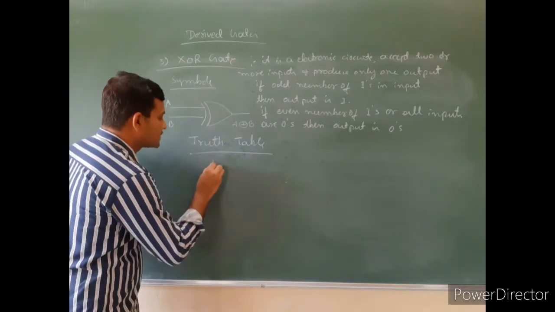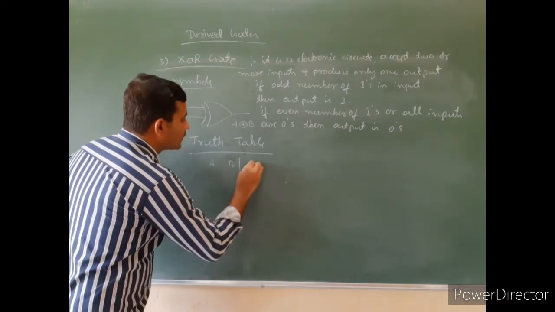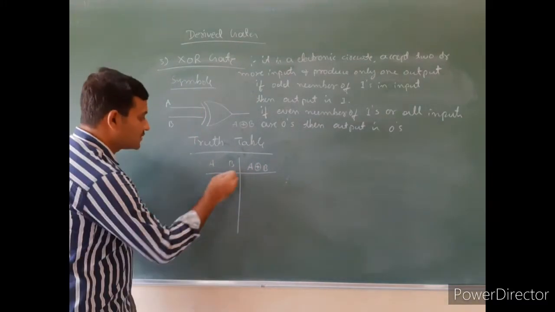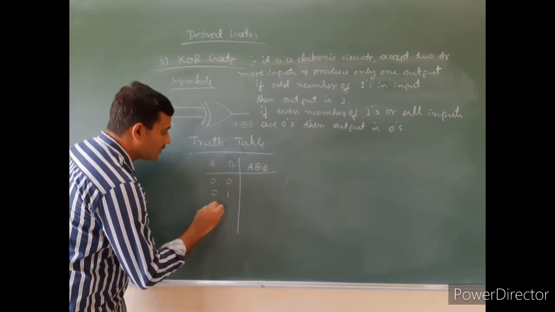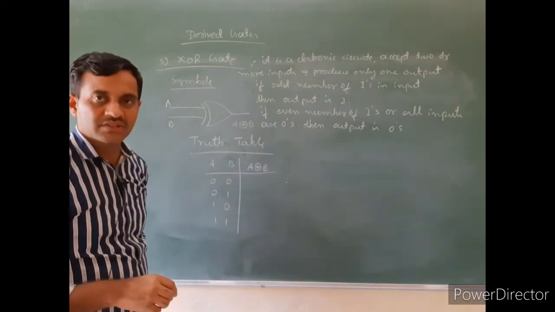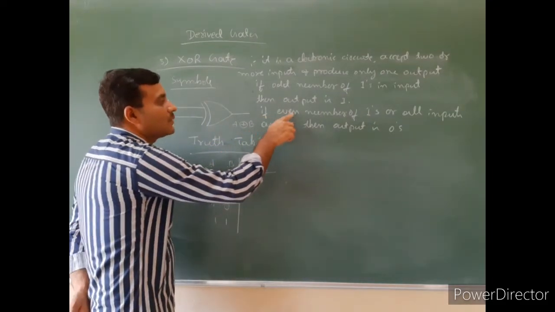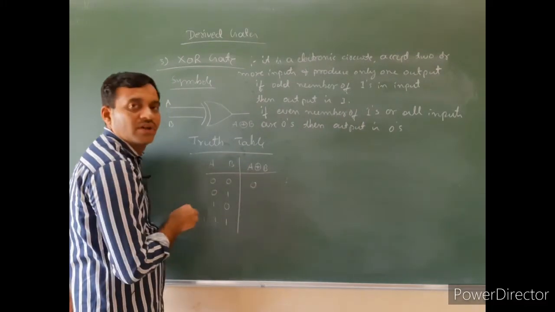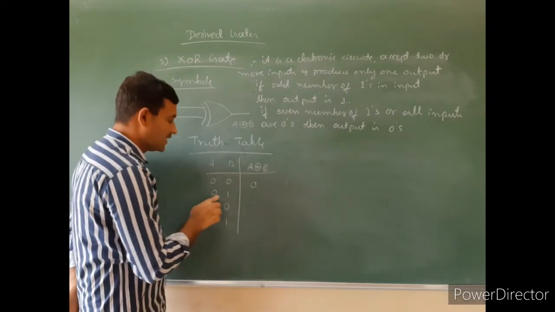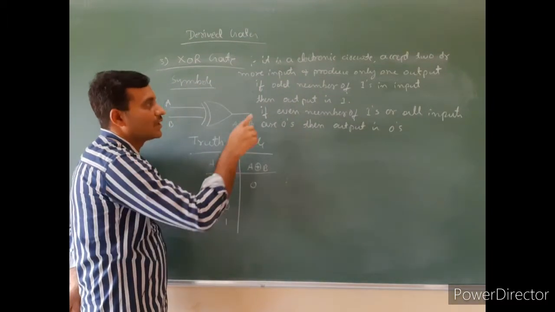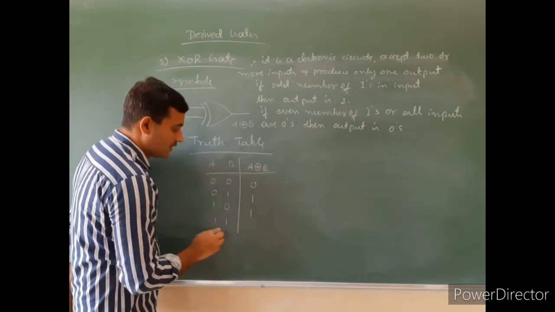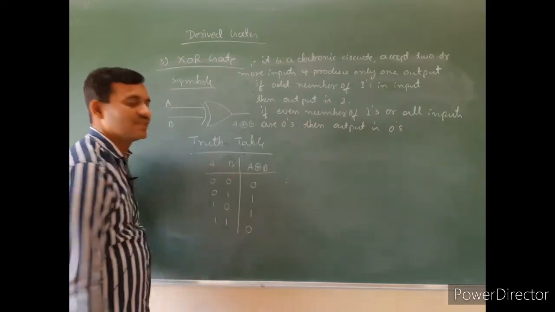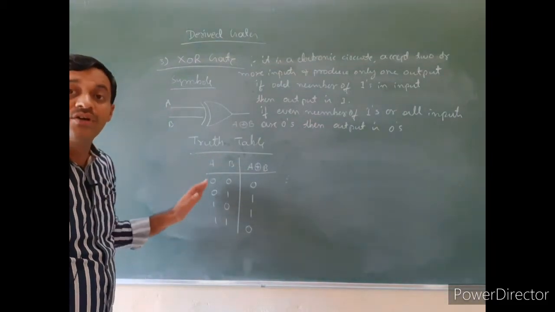How to write? It accepts 2 or more input signals and produces only one output signal. So if it is 2 inputs, 0 0, 0 1, 1 0, 1 1 are the combinations. Then what is the working principle? If even number of ones or all inputs are 0, here all inputs are 0, then output is 0. Then if odd number of ones in the input, then output is 1. Here even number of ones, output is 0. So this is the truth table for XOR with 2 inputs.